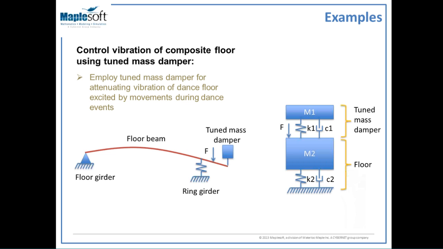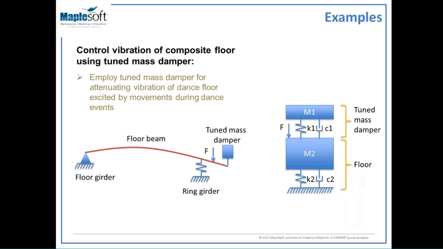The example that we start with today is the problem of using a tuned mass damper to reduce the steady state vibration of a long span cantilever and composite floor. As you can see in the picture here, the floor is modeled as a cantilever beam spanning between the floor and the ring girders. Every time a dance event happens, the movements from the dance exert a periodic excitation force on the floor, which happens to coincide with the first natural frequency of the floor, causing the floor to vibrate at very high amplitude.